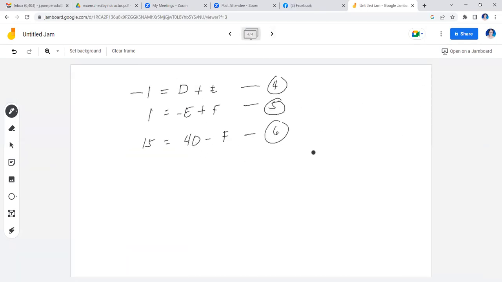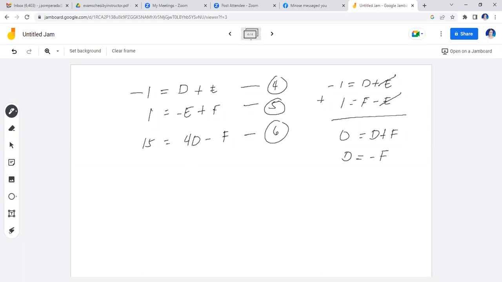Okay? Now from here, you can solve for the unknowns. You can add 4 and 5. So you have negative 1 is D plus E. Then you have 1 is equal to F minus E. I just interchanged it. So if you add, this will be 0 equal to D plus F, right? Because this also will be 0. So D is equal to negative F.